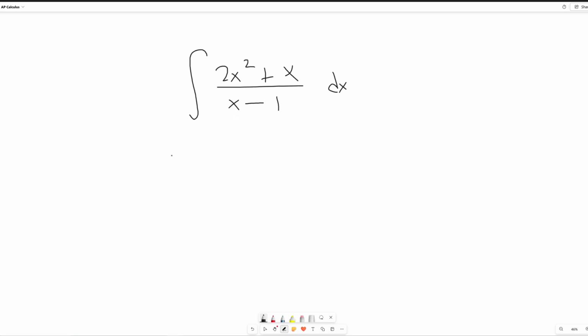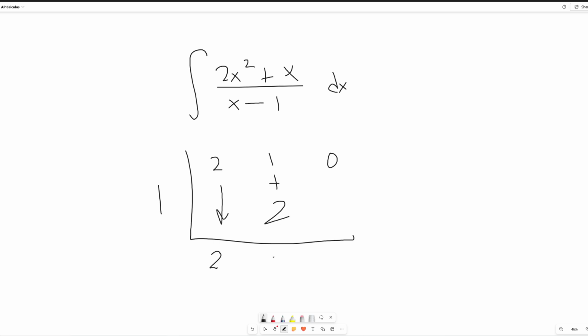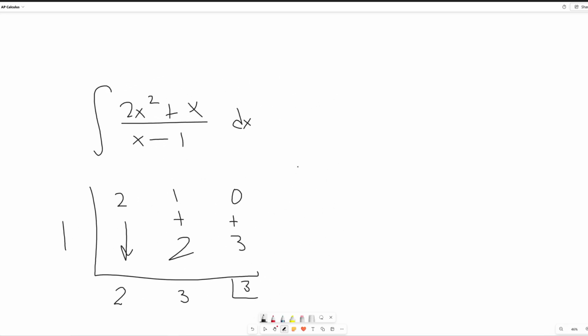I'm going to use synthetic division because we have x minus 1 as a divisor. So, 1 over here, we have 2 for our x squared term, 1 for our x term, 0 for a constant. So I'm going to bring this 2 down. 2 times 1 is 2, so 1 plus 2 is 3. 1 times 3 is 3, plus 0 is a remainder of 3. So this is 2x plus 3 plus 3 over x minus 1.